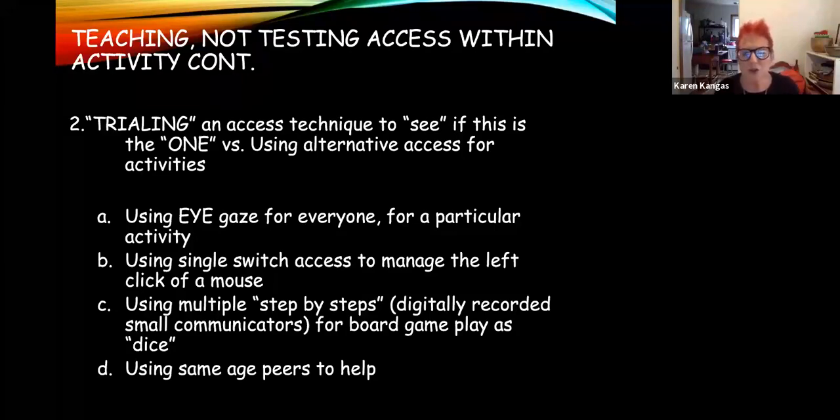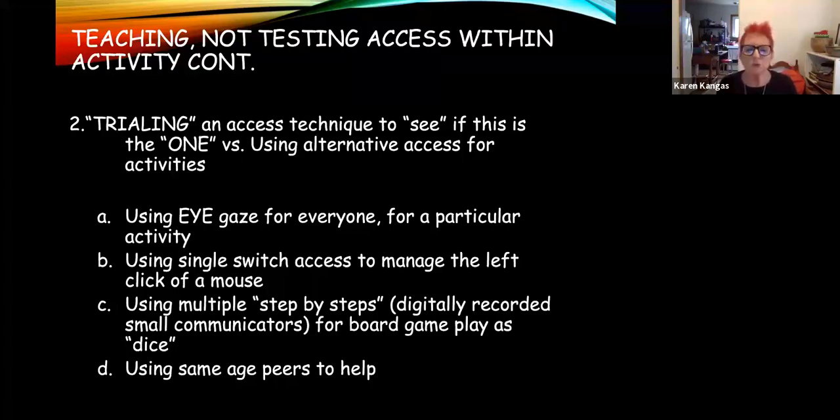You can also use single switch access to manage the left click of a mouse. Very, very easy to have a switch adapted mouse, and very easy that everybody who uses that mouse is going to, instead of using the click on the mouse, use a switch to do the click.